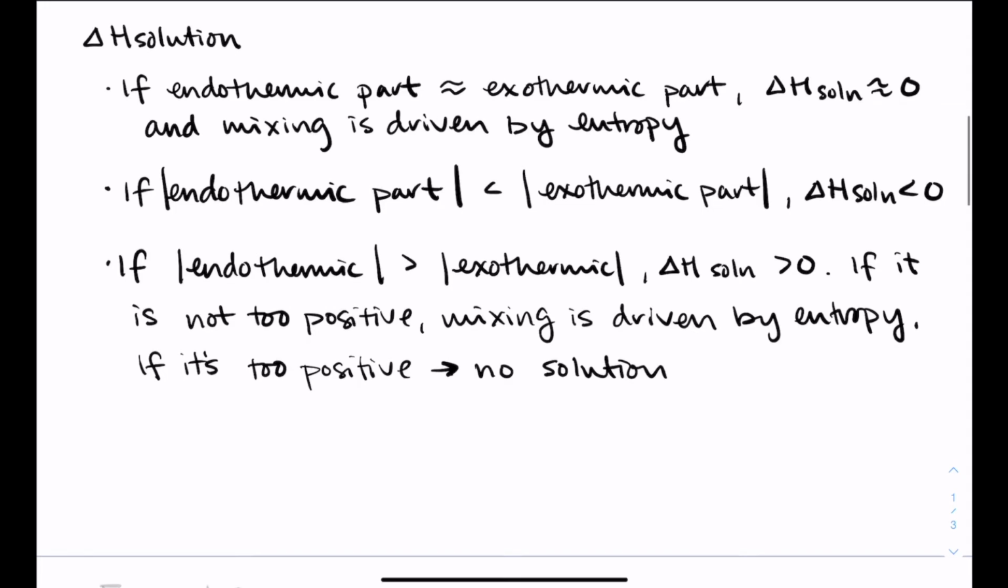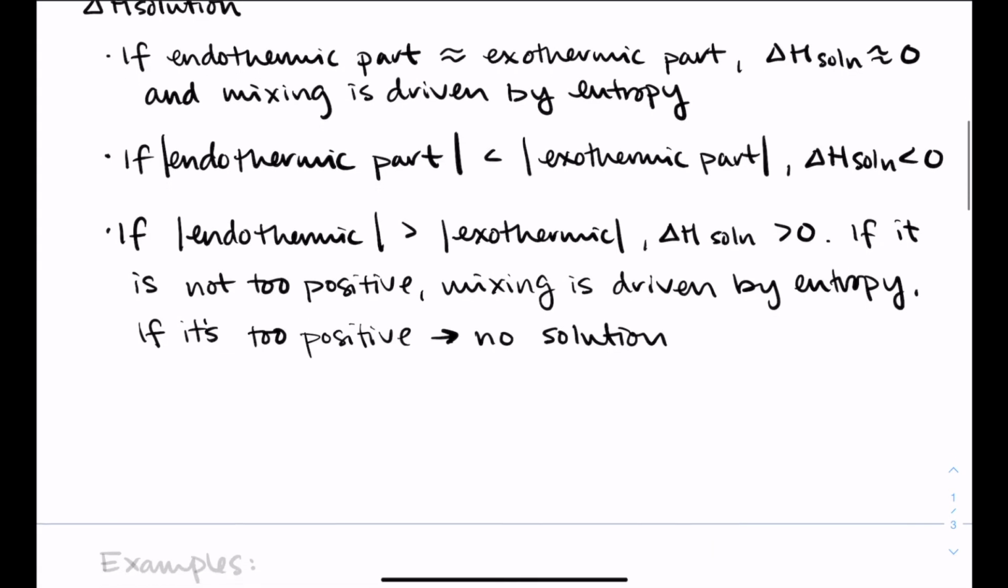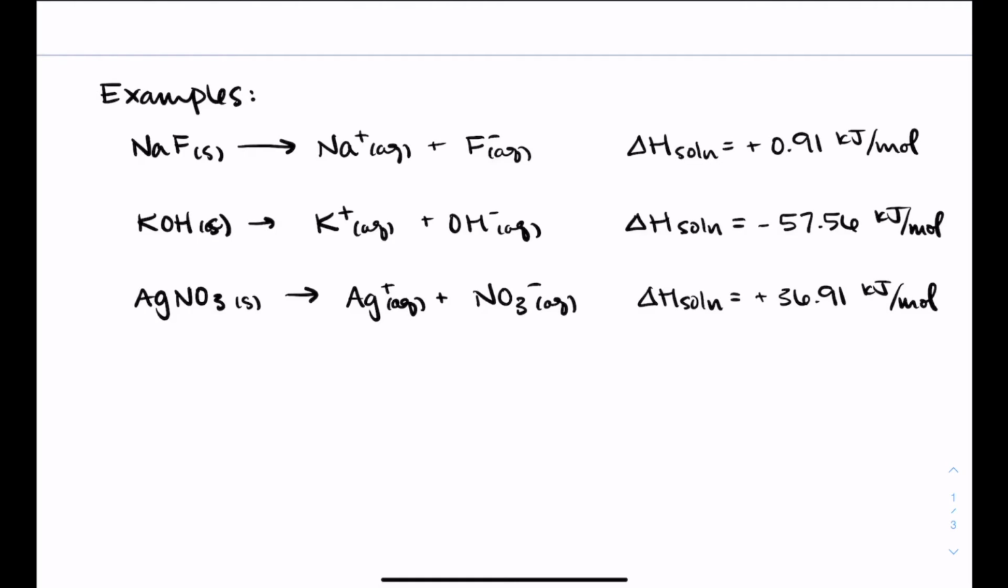Okay, some examples, all of things that hopefully will be a little bit familiar to you. And at the very least, you can think about them in terms of the solubility rules. So sodium fluoride, this going into solution, so I have solid sodium fluoride turning into the aqueous ions. This has an enthalpy of solution of plus 0.91 kilojoules per mole. So overall endothermic, but just barely. This will go into solution. It's just going to be driven by entropy.